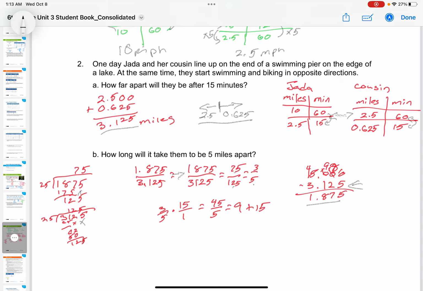So I want to know what 3/5 of 15 is. So I do 3/5 times 15 over 1. Because I want to know how many minutes that is. Well, 3 times 15 is 45. 5 times 1 is 5. 45 divided by 5 is 9. So that means it's 9 minutes.